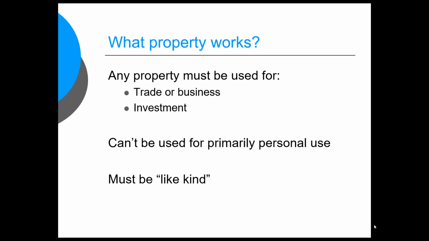Now, the property must be like kind, which means that you've got to sell business real estate or investment real estate and buy other real estate that you're using for business or investment purposes. So you can't sell your rental house and buy a new personal homestead with it. So it's got to still be used for trade or business or investment purposes.